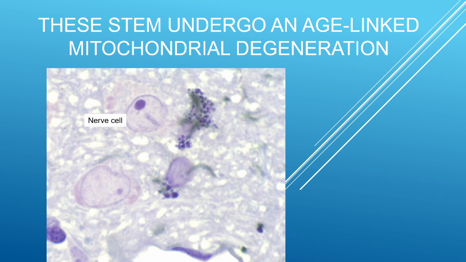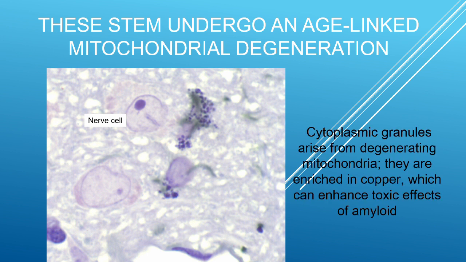There's another strange feature of these stem cells that is found in the hippocampus. These stem cells undergo an age-linked mitochondrial degeneration. So cytoplasmic components of these cells start to die off. And when they die off, they leave behind dark staining granules that are next to the nuclei of these stem cells. These cytoplasmic granules are enriched in copper, and this arrow points to these granules right here. Copper can also enhance toxic effects of amyloid. So this is yet another substance released from these stem cells that could be enhancing toxic effects of amyloid and could cause the death of neurons.